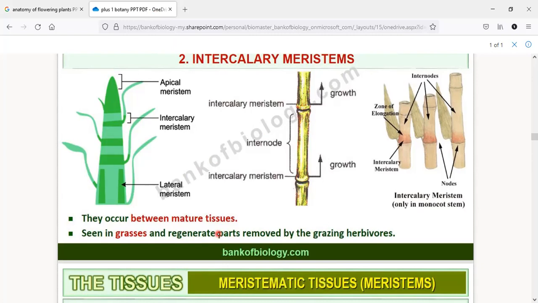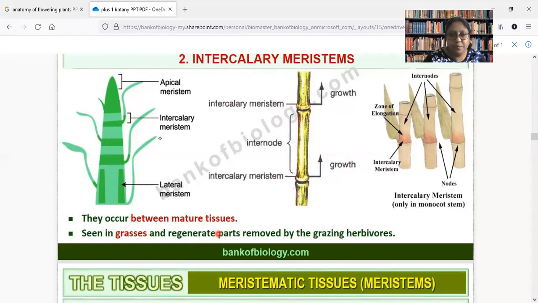So what is the role of intercalary meristem? See, plants have permanent tissue part around it, which cannot divide. But the growth cannot stop, no? That's why some amount of intercalary meristem is arranged between permanent tissue layers so that growth can continue.